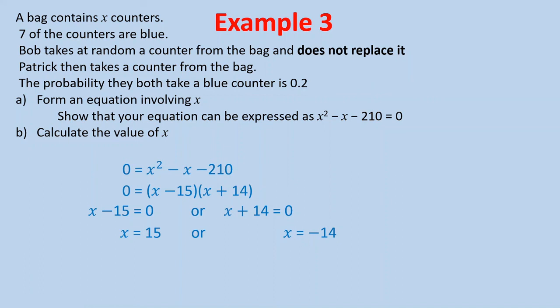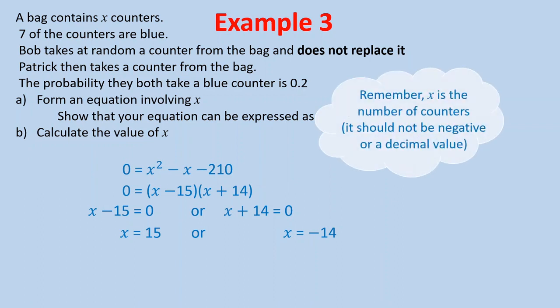So which one's the right one? Remember what x represents. X is the number of counters, so it should not be a negative value or a decimal value. So that helps us to discard this answer here. X could not be negative 14. It must be this 15 here. But is 15 right? Let's check this through.